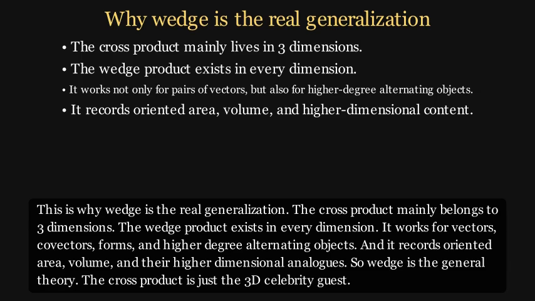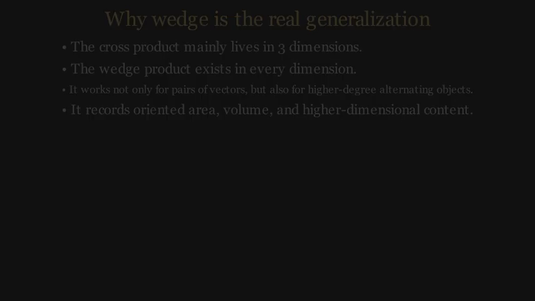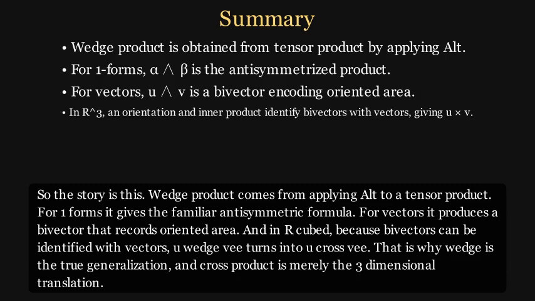This is why wedge is the real generalization. The cross product mainly belongs to 3 dimensions. The wedge product exists in every dimension. It works for vectors, covectors, forms, and higher degree alternating objects. And it records oriented area, volume, and their higher dimensional analogues. So wedge is the general theory. The cross product is just the 3D celebrity guest.